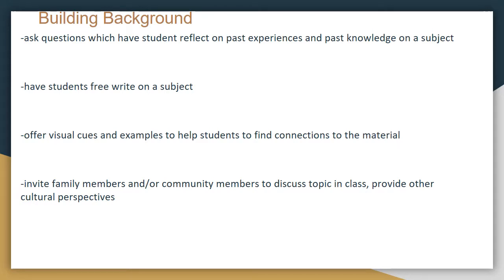Another way you could build background, especially when you have students with culturally and linguistically diverse backgrounds, is to invite their family members or community members from that same background to explain how the content relates to their culture or how it relates to their native language. This way, students see the cultural relevance and the linguistic relevance of the new content they're learning.